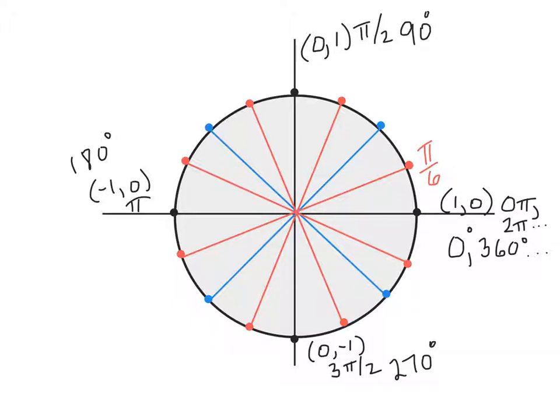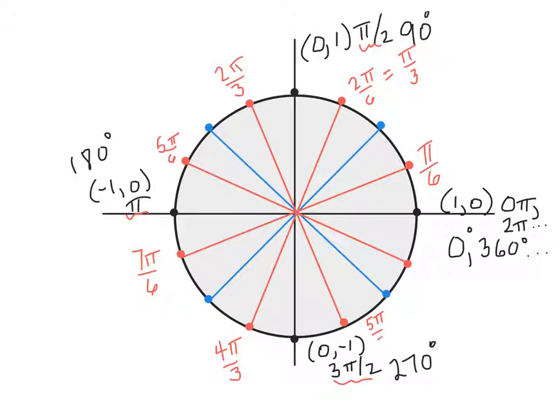If you think of all of the red marks as multiples of pi over 6, this next red mark would be 2 pi over 6, which happens to be pi over 3. 3 pi over 6 would be pi over 2. 4 pi over 6 would be 2 pi over 3. 5 pi over 6, 6 pi over 6, 7 pi over 6, 8 pi over 6, or 4 pi over 3, 9 pi over 6, 10 pi over 6, or 5 pi over 3, and 11 pi over 6. 12 pi over 6 takes us to 2 pi.